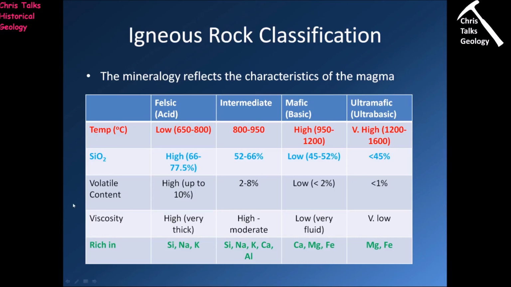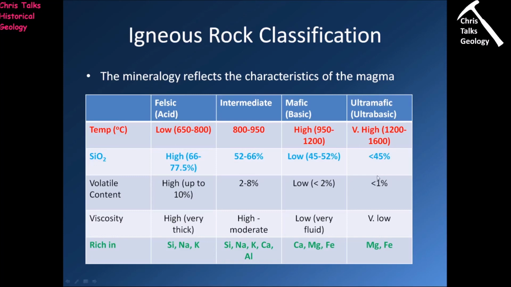Now, we also have to think about the volatile content. Volatile means gases, and the most common gas in magmas is, of course, water vapor. So when we look at the table here, what can we see? Well, we can see that felsic igneous rocks can in some cases be up to 10% volatiles. Now that's a very, very high upper limit, but nevertheless that is a significant quantity of volatiles, and that's obviously going to affect how the magma behaves.